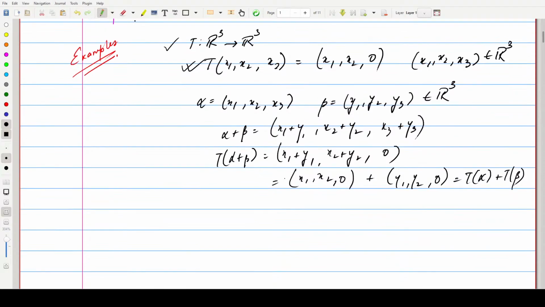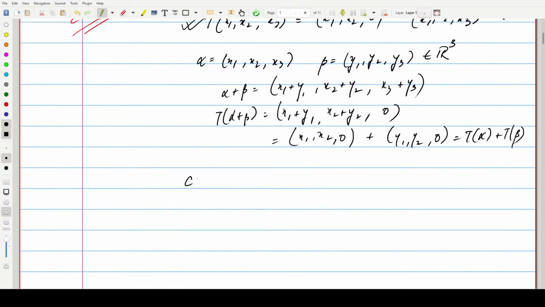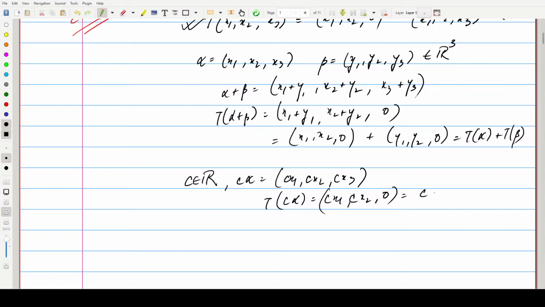Similarly, for a scalar c belonging to the field R, c alpha is equal to (c x1, c x2, c x3), and T of c alpha is equal to (c x1, c x2, 0). This is equal to c times (x1, x2, 0), which is equal to c times T of alpha.